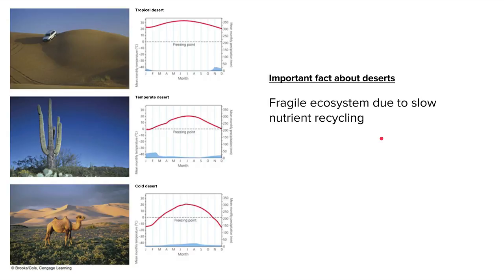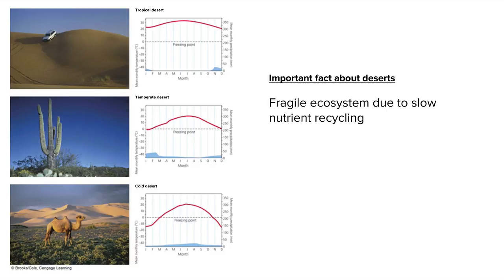Now, one key thing about deserts is that they are very fragile. Due to the lack of moisture, and sometimes the lack of moisture and warm temperature, the nutrient recycling is extremely slow. And so, if there's any devastation done to the environment, then it would be hard to recover.